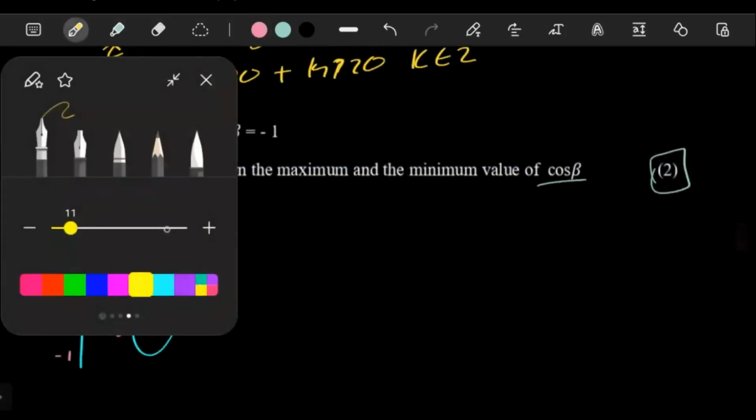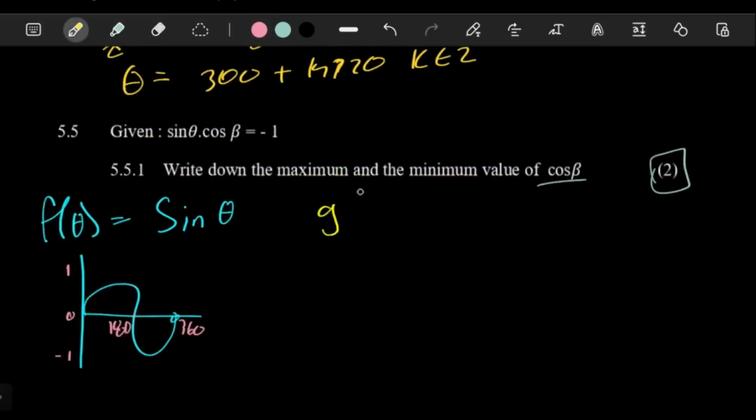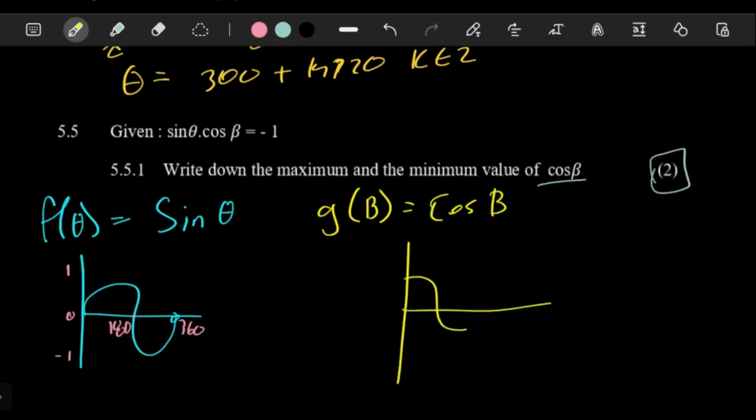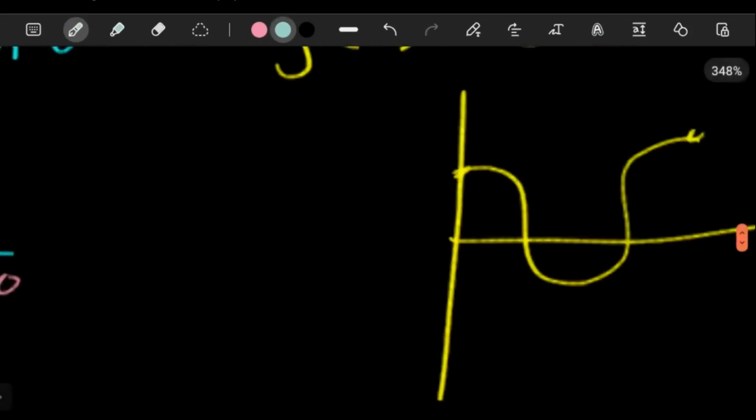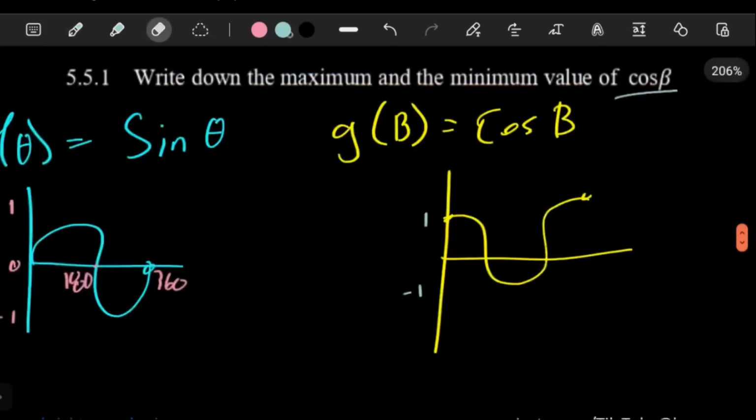The other one, let's say g of beta. If it's cos beta, it's just going to look like this, going up, down, and everything. So it's going to be 1 up here, -1 down here. Now the idea is this is also from 0 to 360.